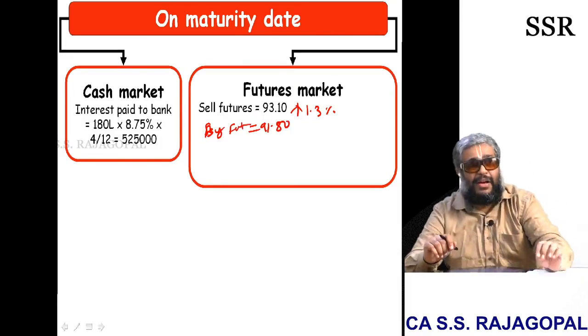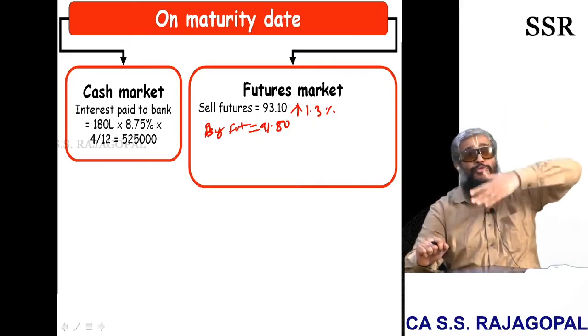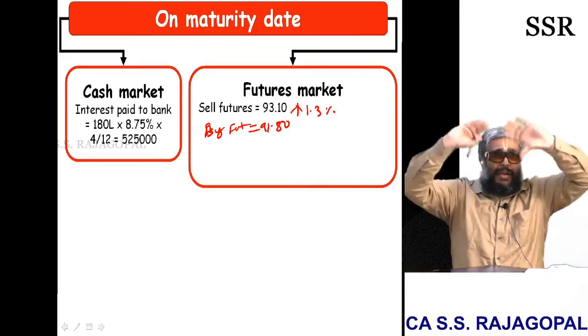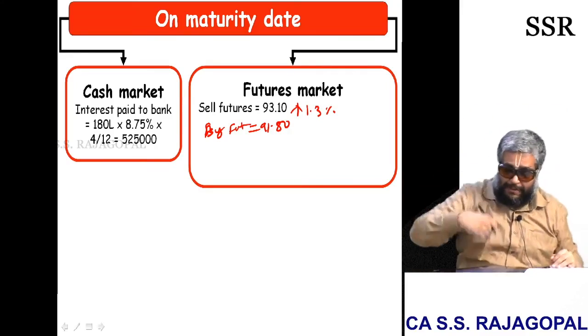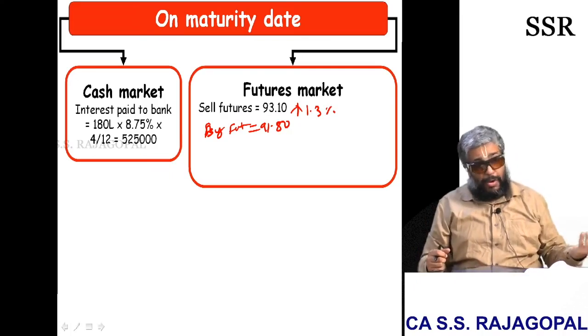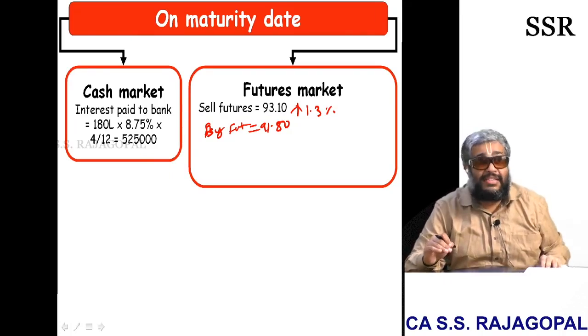Everybody understanding? Because when the LIBOR in the futures market went up by 1.3%, the futures price drops by 1.3, that becomes 91.8. Everybody understanding my discussion or not?